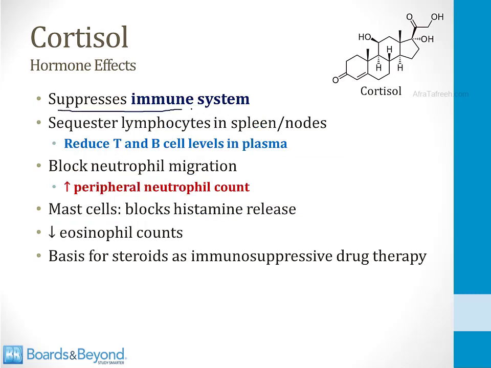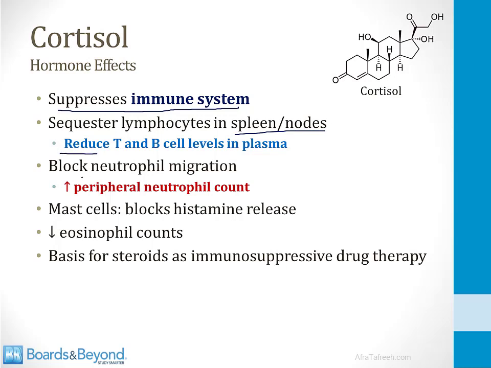Cortisol also suppresses the immune system. Remember, it is designed to keep the body alive through times of a life-threatening stress. So it doesn't want to divert energy towards replication of white blood cells. It wants to focus all the body's energy on maintenance of blood pressure and fuel. It's going to shut everything else down, and that includes the immune system. So cortisol has been shown to sequester lymphocytes in the spleen and the lymph nodes. If you measure the plasma levels of T and B cells, you will find that they are reduced in patients exposed to high levels of cortisol.